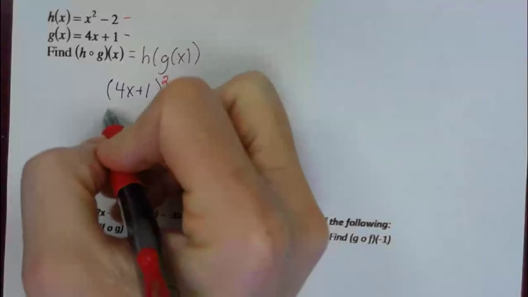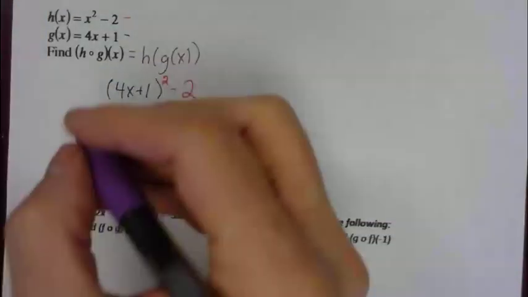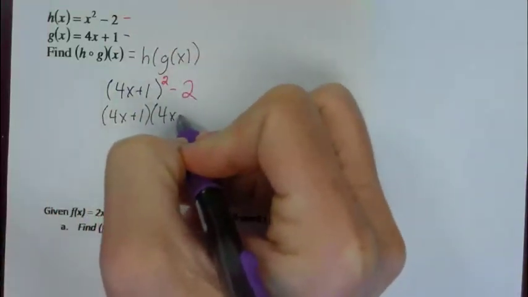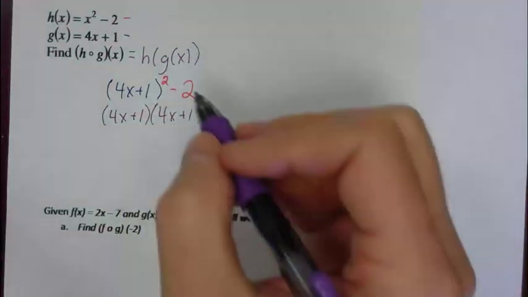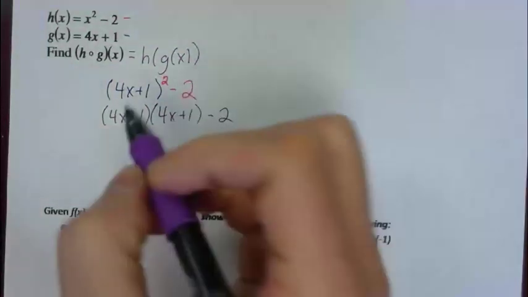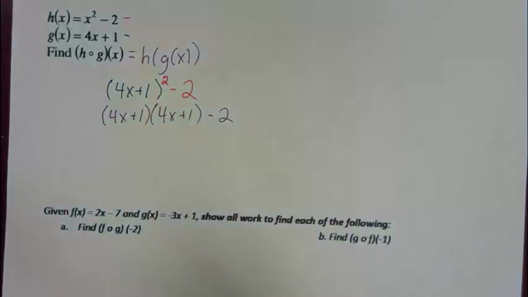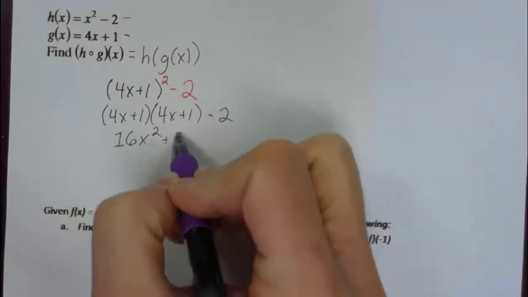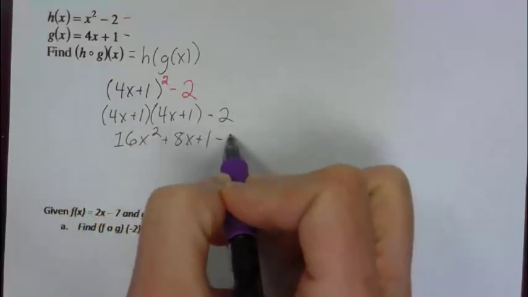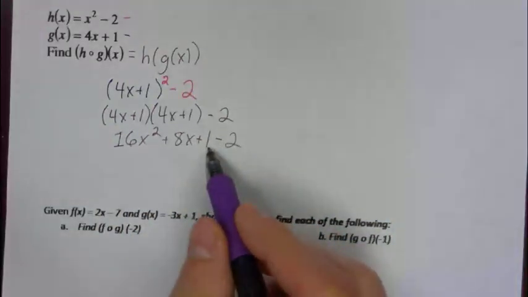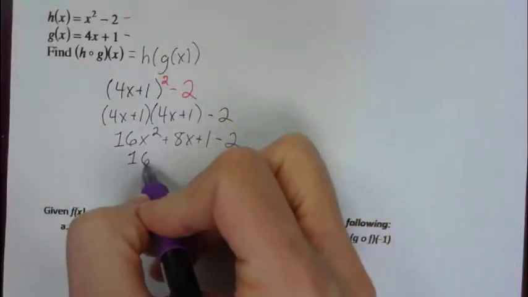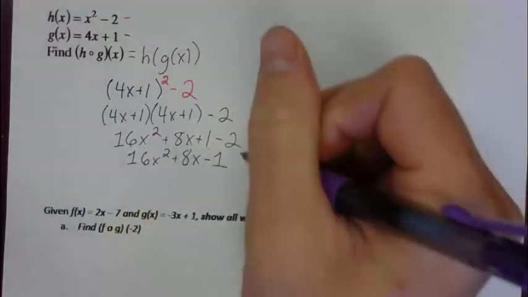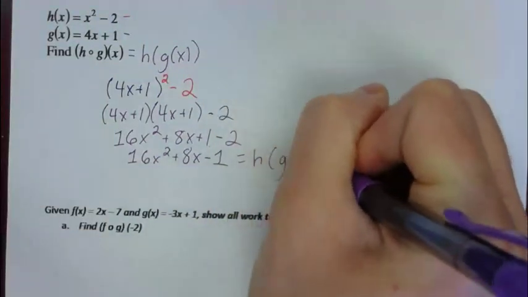So now we just need to multiply this all out. So we would just be doing 4x plus 1 times 4x plus 1. And that minus 2 is going to be the end. If we multiply that parentheses out, we would have 16x squared plus 8x plus 1, and then a minus 2 left over. So the 1 and the minus 2 would combine, and we would get 16x squared plus 8x minus 1. And that equals h of g of x.